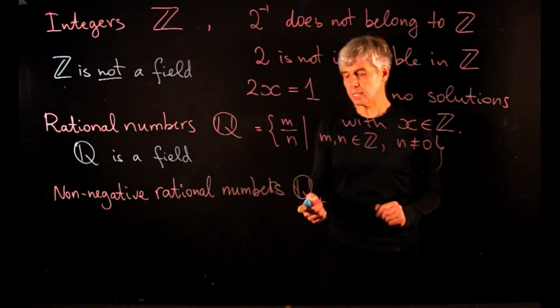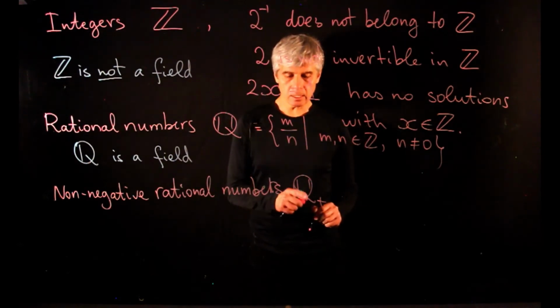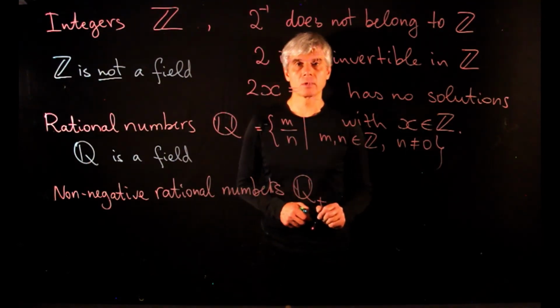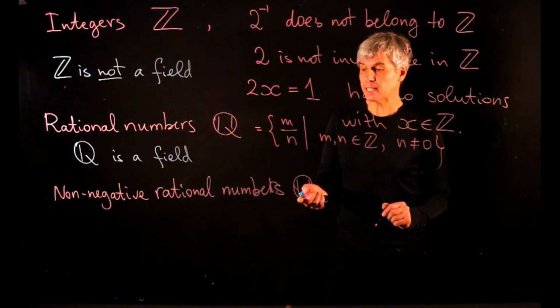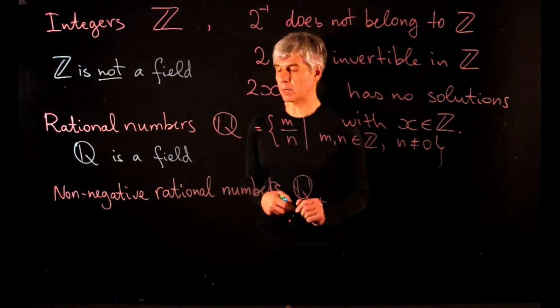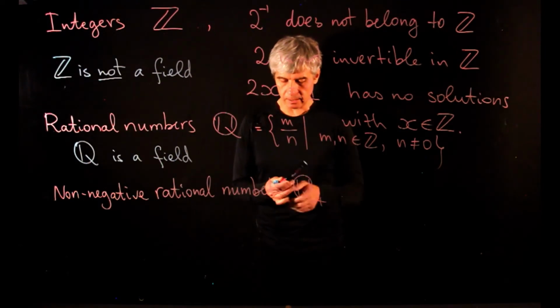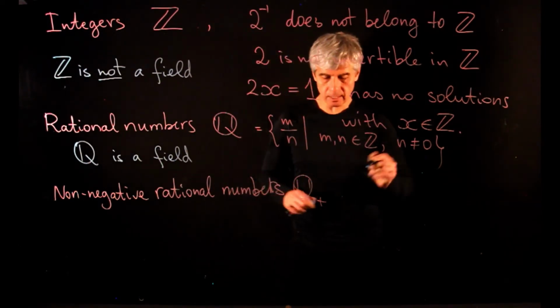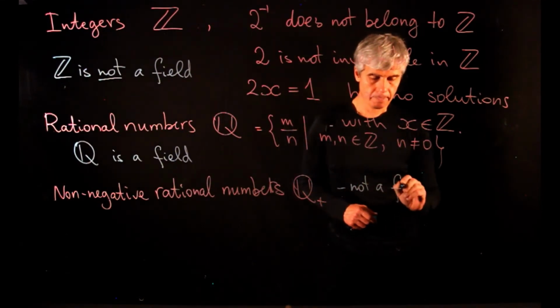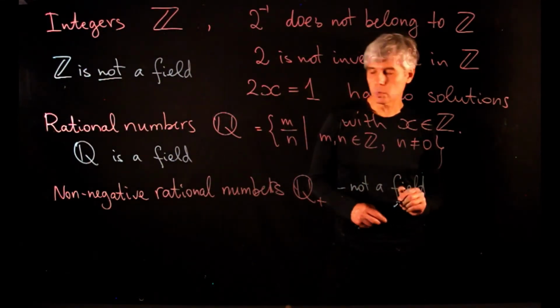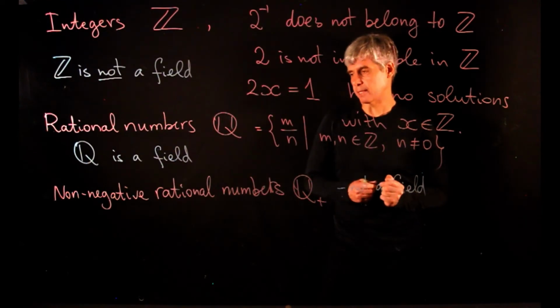But the trouble here with this set is that here we cannot take opposites. Because the opposite of a positive number is a negative number, and we excluded negative numbers from this set. And so the verdict is that this is not a field, because it's not closed under unary minus.